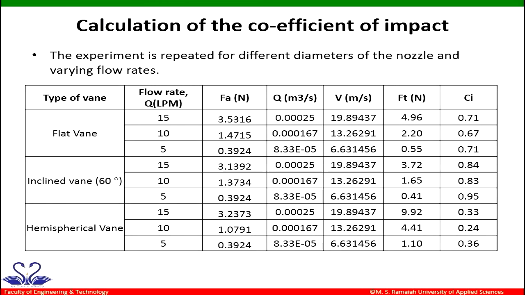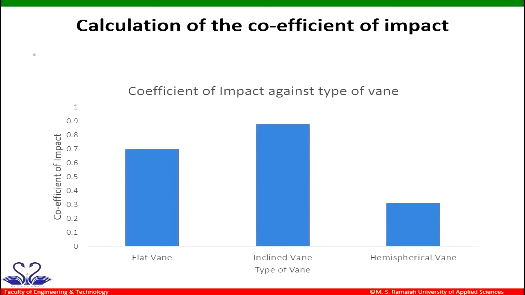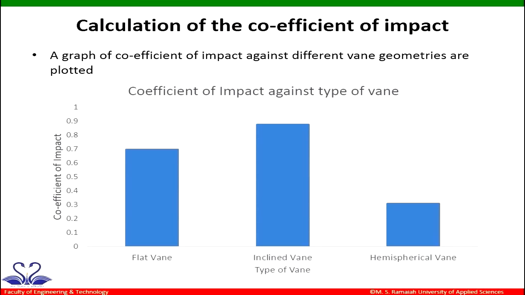The same experiment is repeated for varying flow rates and for different vane geometries. The different vane geometries used are a flat vane, an inclined vane at an angle of 60 degrees, and the hemispherical vane. The calculations for the coefficient of impact have been made and tabulated in the table. A graph of coefficient of impact against different vane geometries is plotted. We find that for a flat vane, the coefficient of impact is much higher when compared to a hemispherical vane.